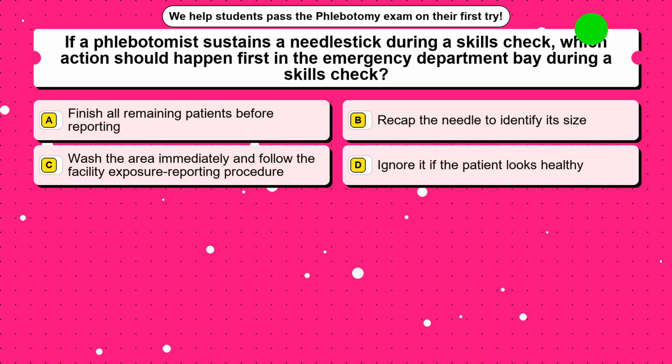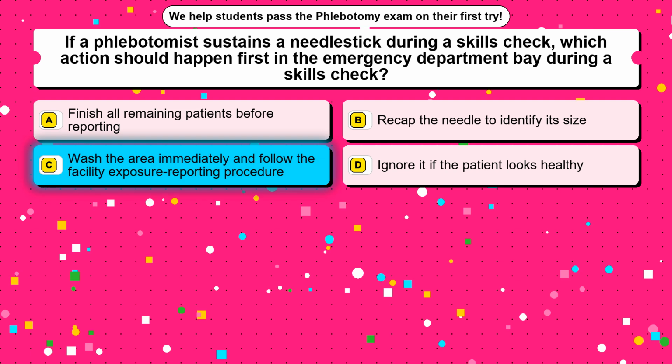Question 1. If a phlebotomist sustains a needle stick during a skills check, which action should happen first in the emergency department bay during a skills check? Option A. Finish all remaining patients before reporting. Option B. Recap the needle to identify its size. Option C. Wash the area immediately and follow the facility exposure reporting procedure. Option D. Ignore it if the patient looks healthy.